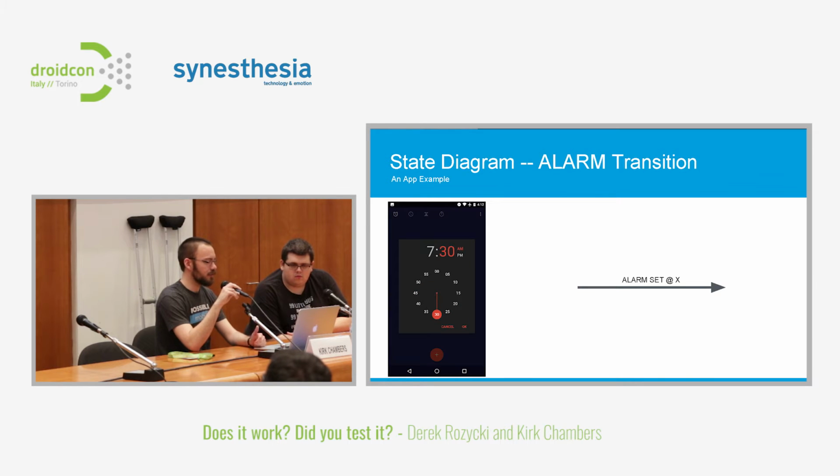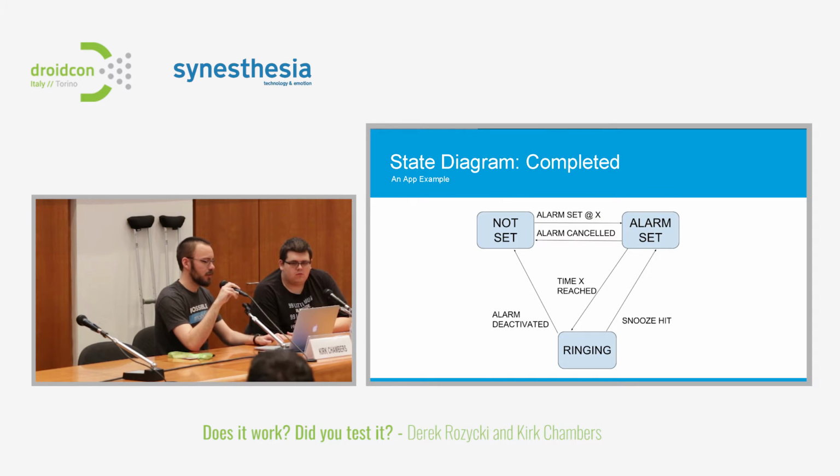If you did this for all of my screenshots, you could get something like that. You've got not set, you can set the alarm, or you could cancel the alarm and go backwards. Or if the alarm is set, you can reach your time and it starts ringing. Or you could hit snooze, and then it's back to the alarm set state. Or if it's ringing, I can just turn it off and go to the not set state.